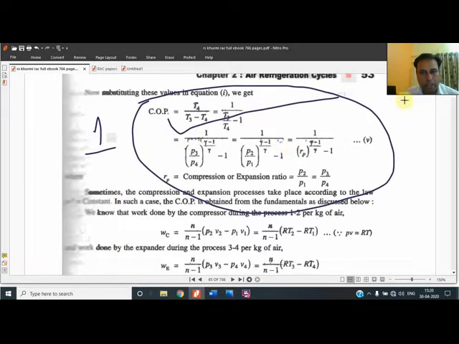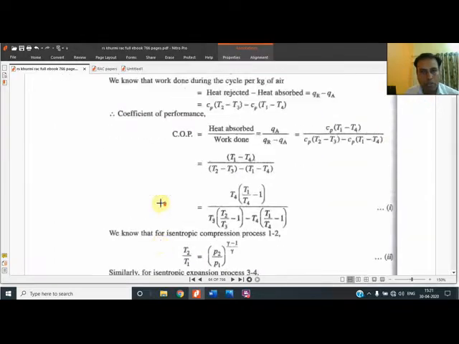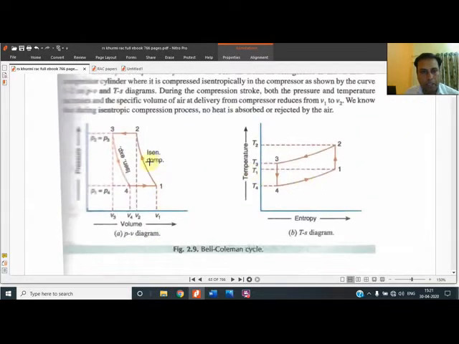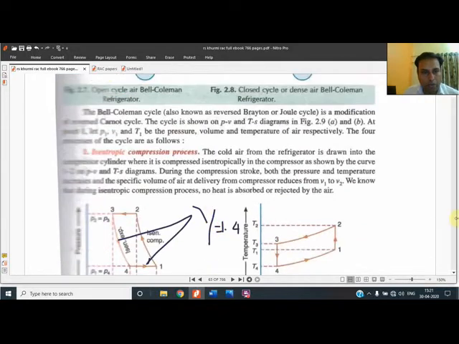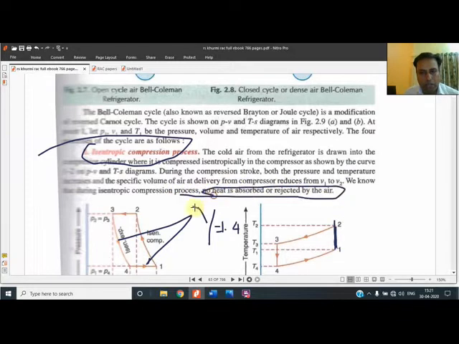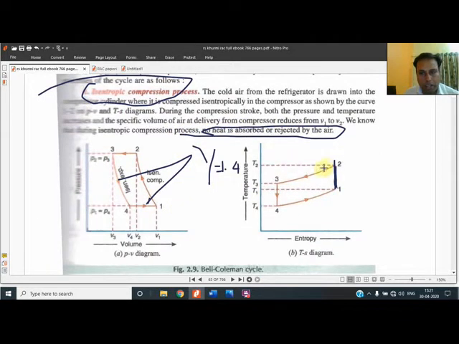This is a simple case when all the processes are taking place, meaning both the two processes are taking place by gamma of 1.4. So in the first case, all the four processes they have explained. The first process is isentropic compression. The compression takes place by an isentropic process. No heat is absorbed or rejected, so they haven't taken any formula.